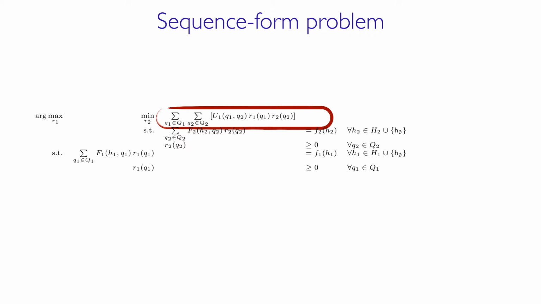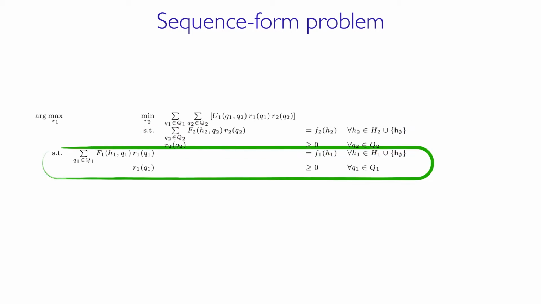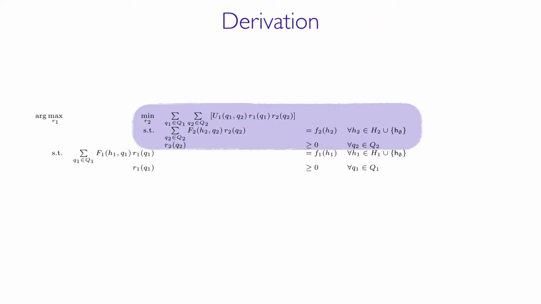The objective function is the expected utility of player 1 in sequence form, where we have the utility matrix of player 1, the strategy of player 1, and the strategy of player 2. We have the constraints that the strategy of player 2 is well defined, and finally we have the constraint that the strategy of player 1 is well defined. As we did in the case of the normal form, focus on the minimization problem.